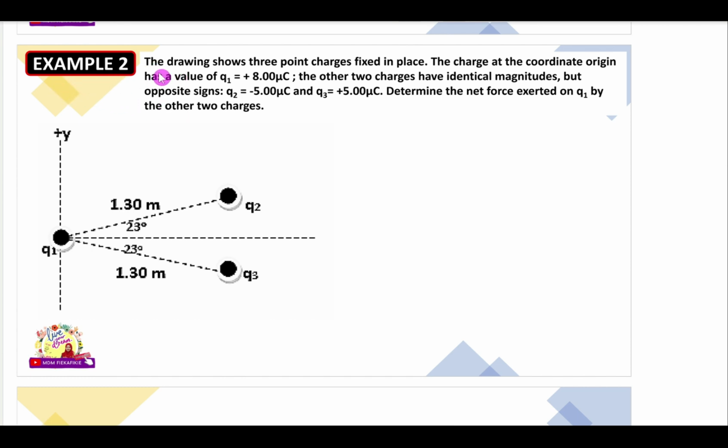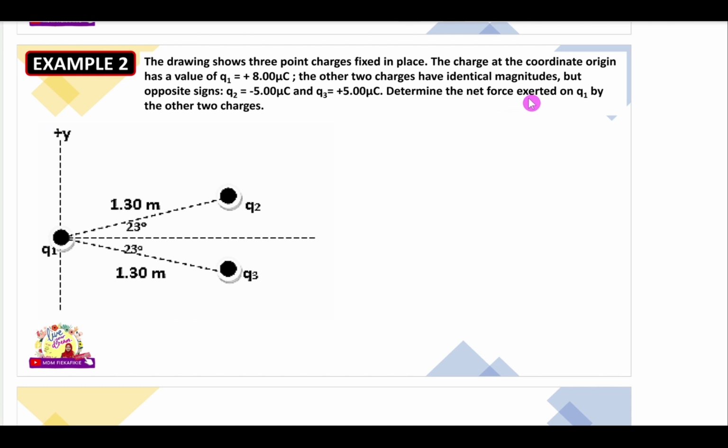So here we have the drawing shows 3-point charges fixed in place. So we have Q1, Q2, Q3. The charge at the coordinate origin has a value of positive 8 microcoulomb. So this is the charge. The other two charges have identical magnitudes but opposite signs. Okay, so Q2 dengan Q3 ni magnitude dia sama. Tapi Q2 adalah negative charge, negative 5. And Q2 negative 5 and Q3 is positive 5.